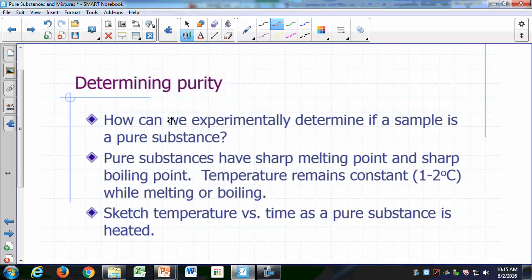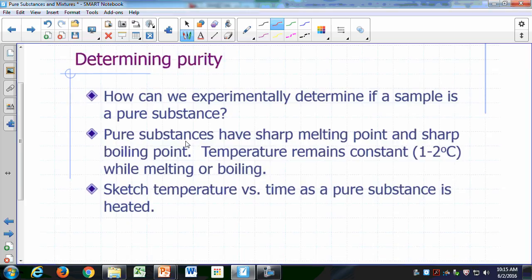is a pure substance, and that is by determining the melting point or the boiling point. Pure substances have a sharp melting point and a sharp boiling point. What does that mean? When we say a sharp melting point or a sharp boiling point, the word sharp here means that the temperature remains essentially constant. And for practical purposes in a laboratory, you say within 1 to 2 degrees while it's melting or boiling.